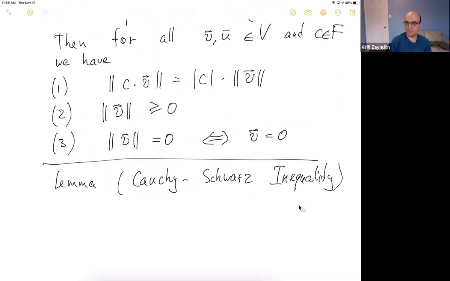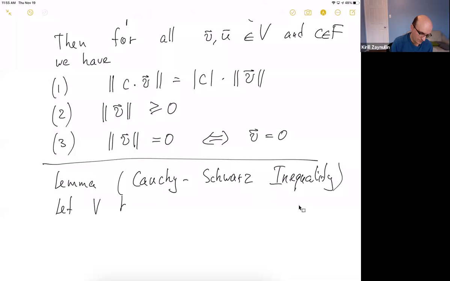Let me stress that this is indeed stated, and this holds for any inner product space, for instance, for matrices, for functions, for usual complex numbers, or even real valued functions, or for the usual dot product, etc. So it's a very general inequality. So it's stated as follows.